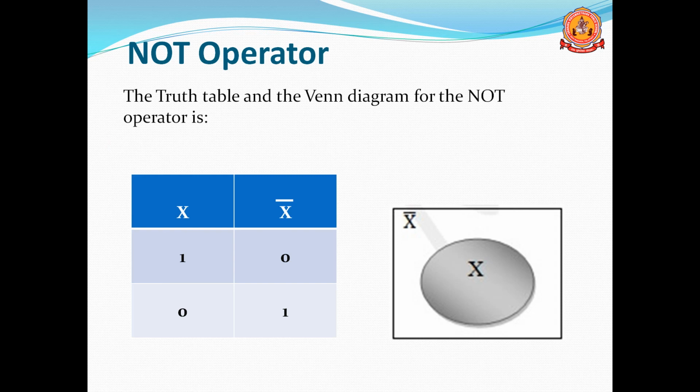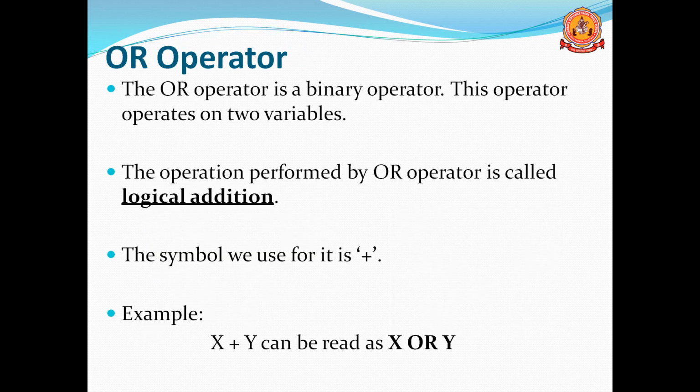So if x is equal to 1, x bar will be 0. If x is equal to 0, x bar will be 1. That is the NOT operator. The next one is the OR operator.